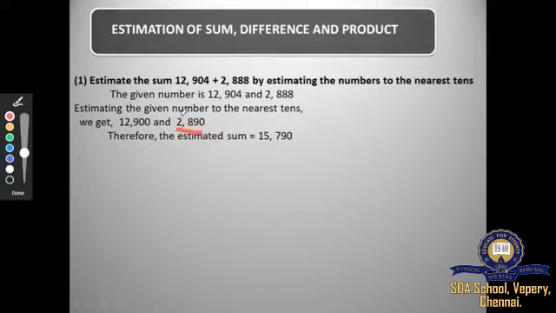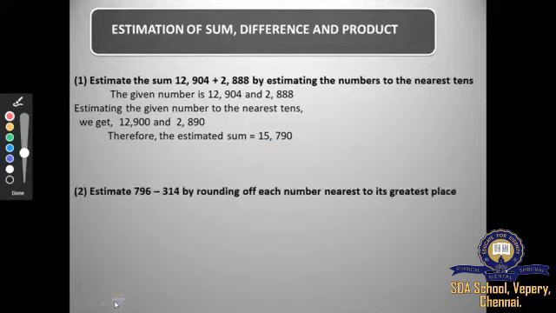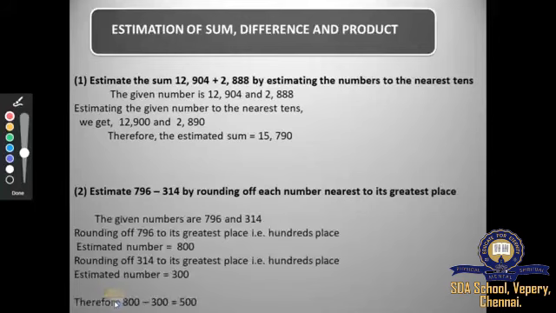Therefore, the estimated sum is equal to, we have to add 12,900 and 2,890. We will get 15,790. The next is estimate 796 minus 314 by rounding off each number to its greatest place.